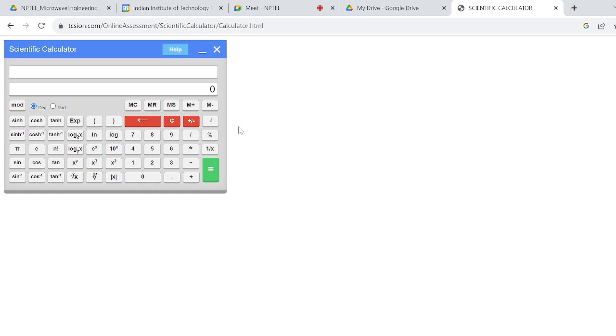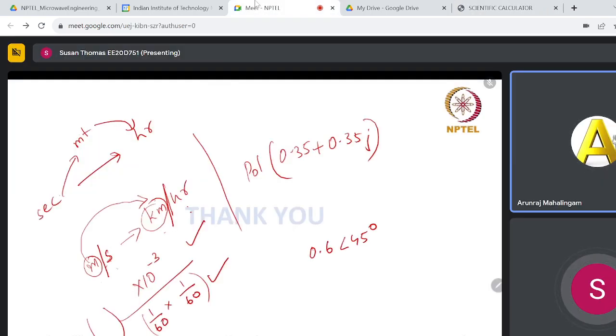Madam, for example, 0.6 angle part is 45 degrees. How to convert, madam? 45 degree means how to convert to complex value, rectangular value. So if you had the scientific calculator which can directly take polar of or rectangular of, that is the easiest way. If you don't have that, this is of the form r angle theta.